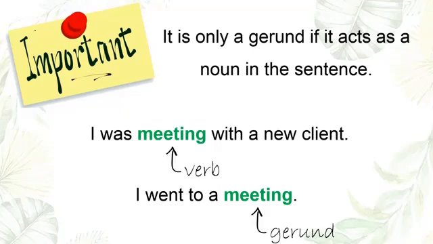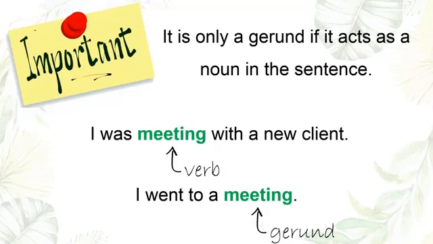What is important to remember is that it is only a gerund if it acts as a noun in the sentence. So if you look at the two sentences on the screen now: I was meeting with a new client. I went to a meeting. Both have the word meeting in them, but in the two sentences they have been used as two different parts of speech. So in the first sentence, I was meeting with a new client, meeting is a verb. It is not a noun. I was meeting. It is the action that is being done.